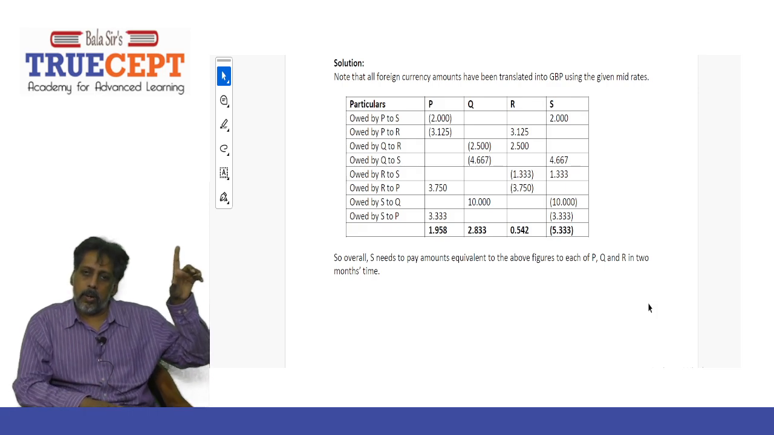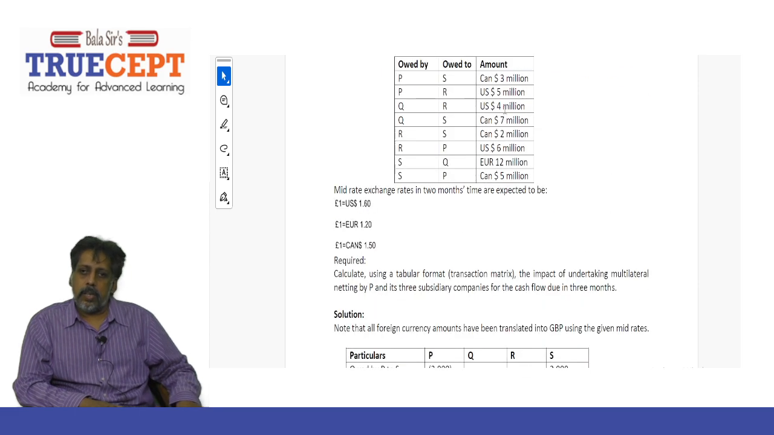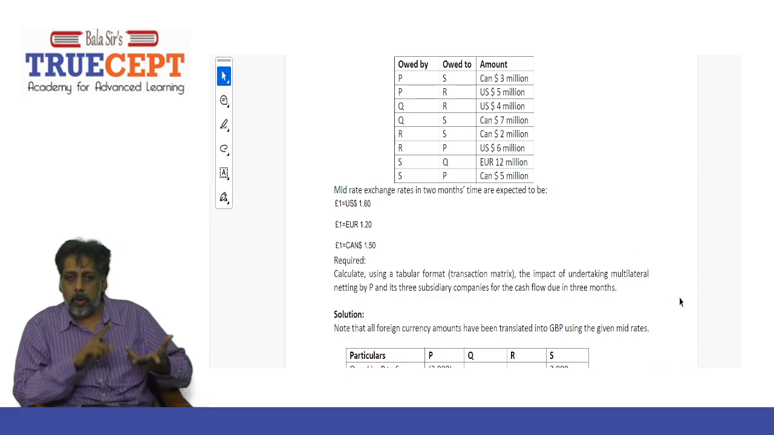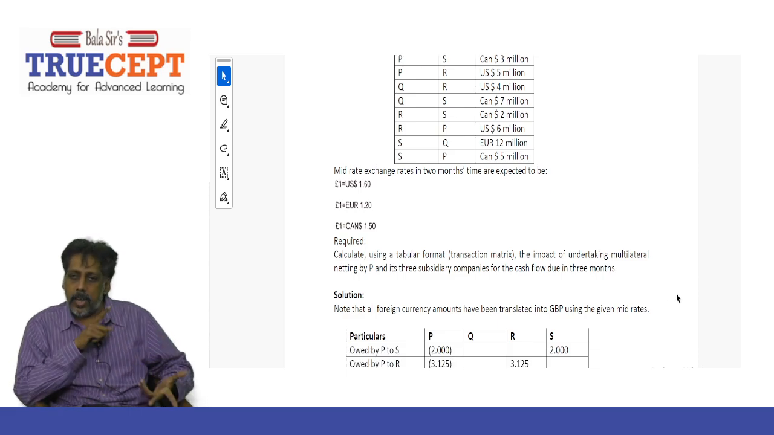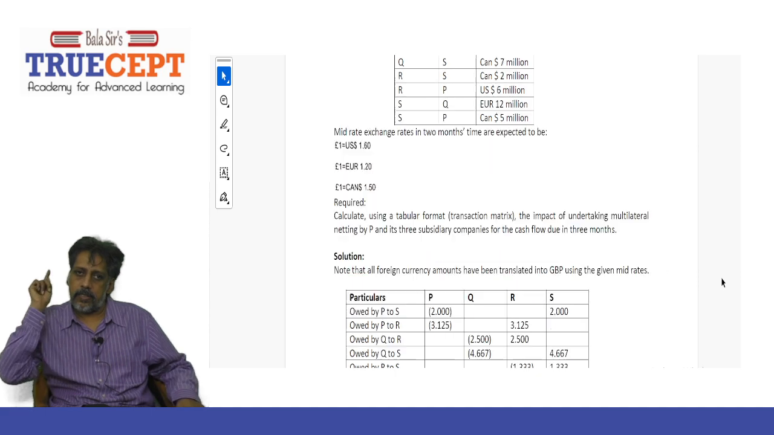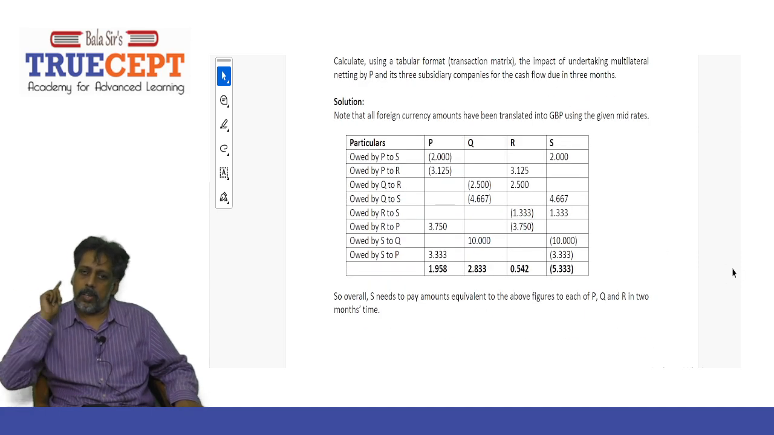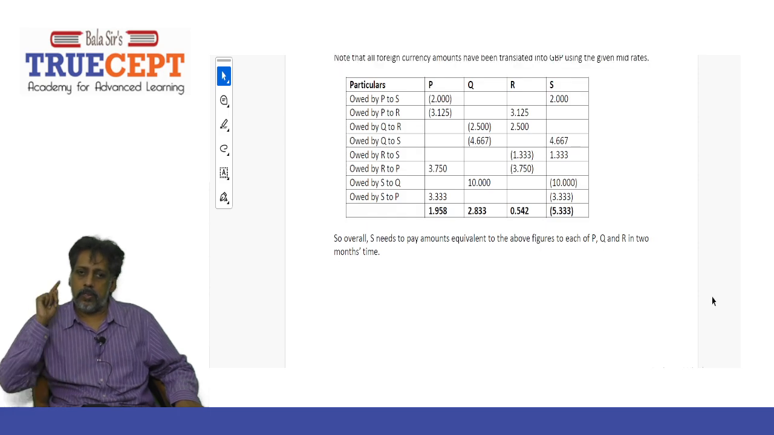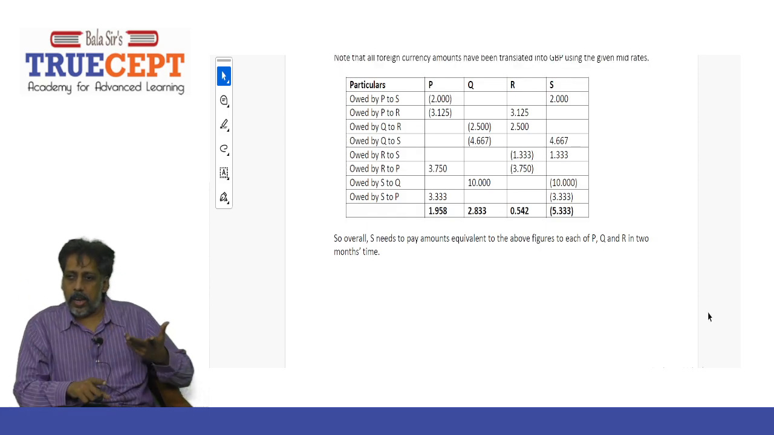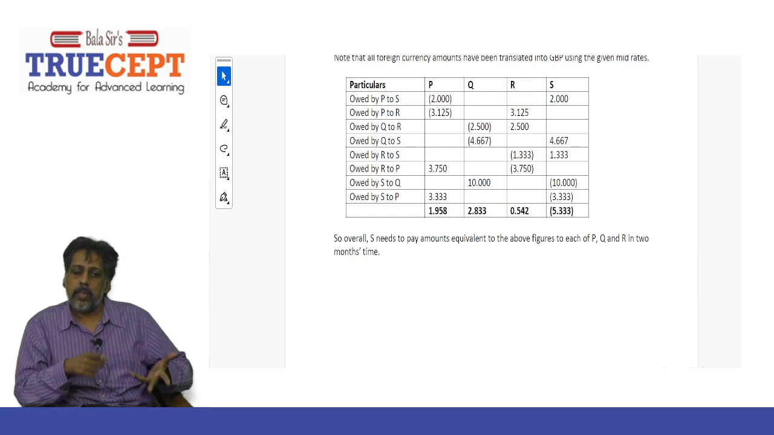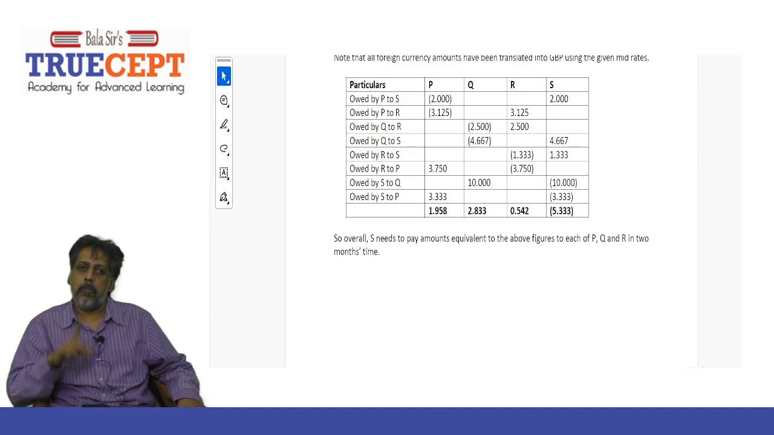Again, what is the amount? It is 5 million US dollars. So what I will do, I'll divide 5 million by 1.6. We know that 1.6 US dollars equals 1 GBP. So what is 5 by 1.6? It is 3.125. We write 3.125 negative under P, and under R it is positive 3.125 receivable. Is that fine? Yes. Next.